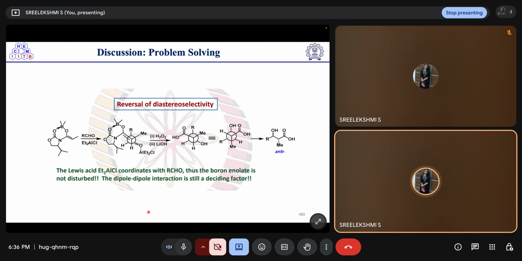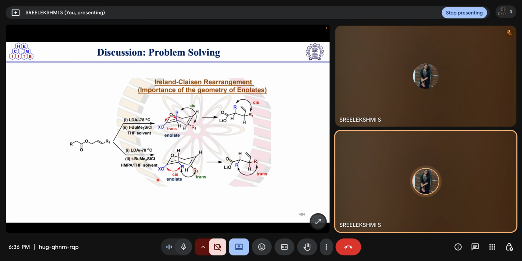Now, reversal of diastereoselectivity. So how can we reverse the diastereoselectivity? If we use a Lewis acid like diethylaluminum chloride, it will coordinate with this aldehyde. Therefore, the boron will not have to coordinate with the aldehyde. This aldehyde will be coordinating with this diethylaluminum chloride, which is also a Lewis acid. So the boron enolate will not have much influence on whether anti or syn aldol is formed, but the dipole-dipole interaction will still be a deciding factor in that case.